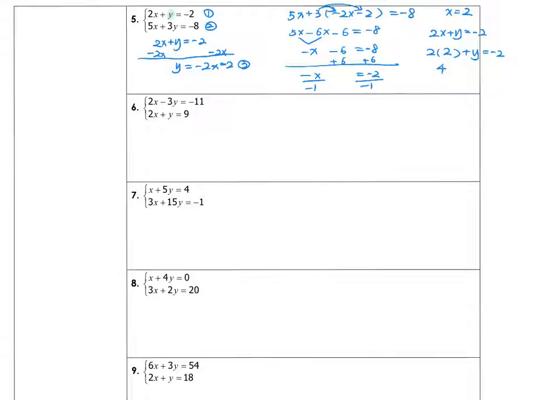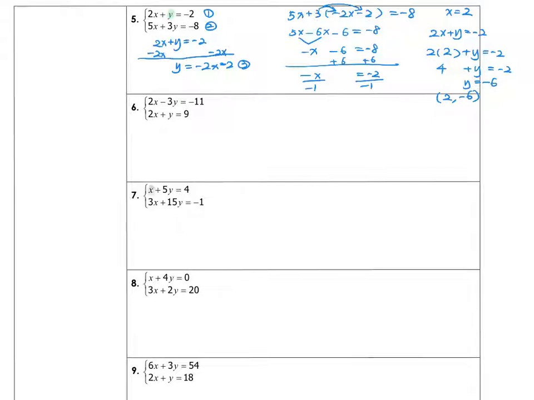So now I have 4 plus y equals negative 2. Now I'm skipping a step. I subtract 4 on both sides. My y comes out to be negative 6, so the answer is 2, negative 6. All right. Number 6 is exactly the same. Number 7, so do number 6 on your own. Pause the video and come back and do number 7 with me.